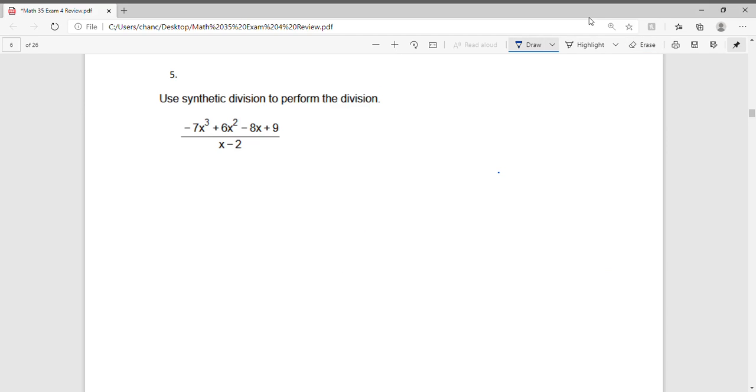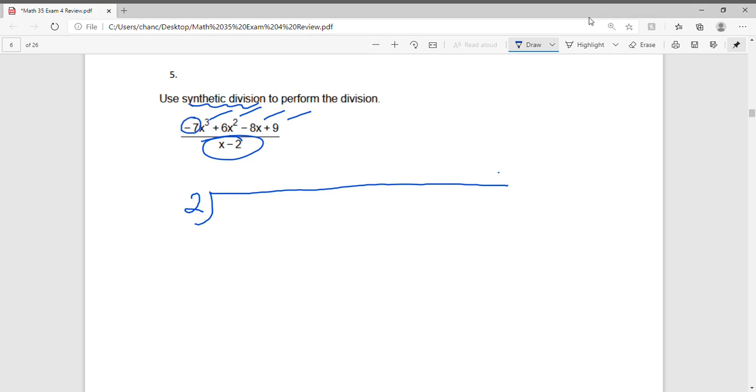Question 5. Let's use synthetic division to perform the division again. We have x minus 2 as our divisor, so we'll have a 2 on the outside. Notice in the numerator, all of the powers are in descending order, so we're okay with that. We'll put the leading coefficients.